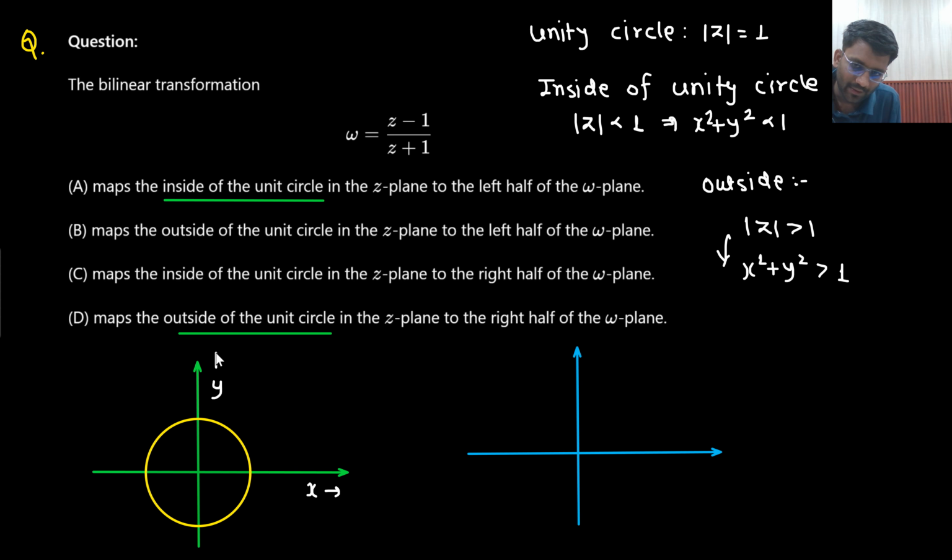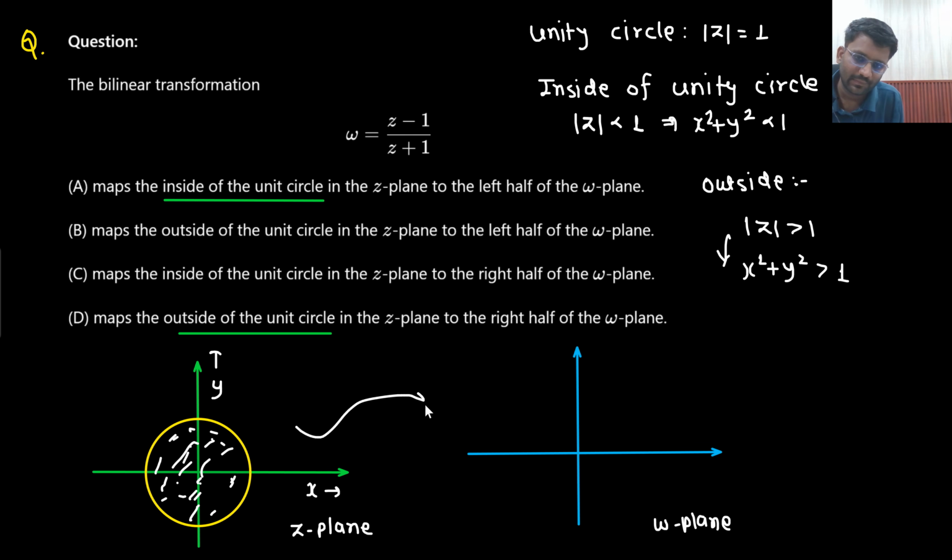In the z plane I am having a disk. This is the disk I am having. So when you go from the z plane to the omega plane, how would it look like? This is what they are asking, under the transformation of omega equals z minus 1 upon z plus 1.